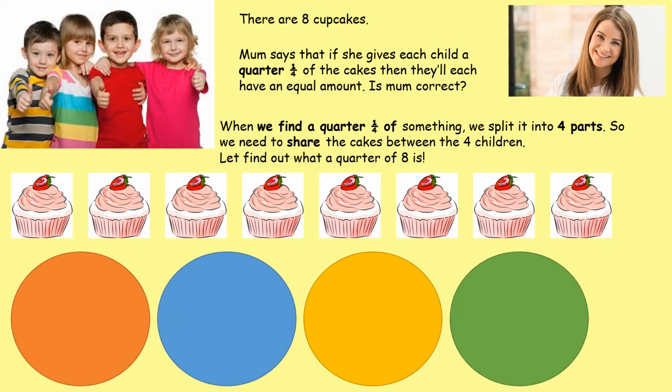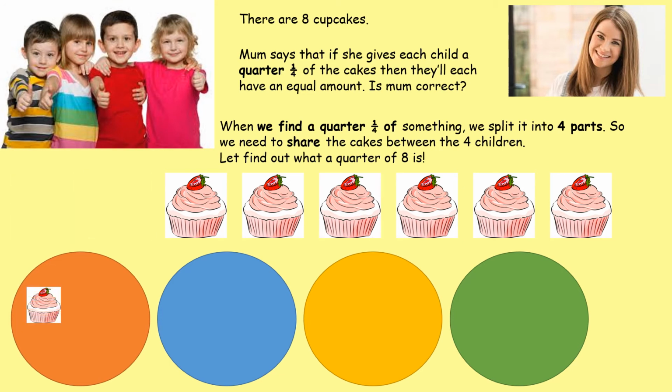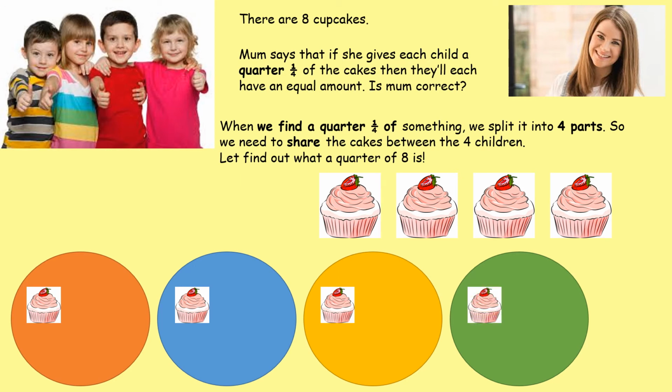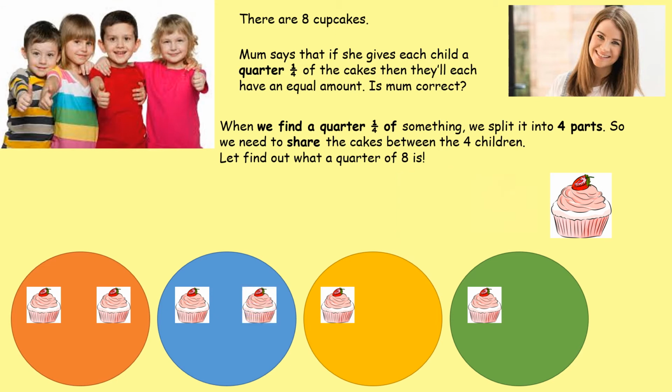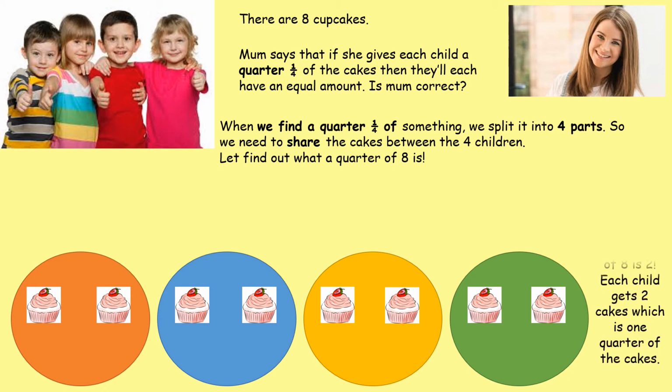So there are my 4 plates for the 4 children. Right, so one cupcake is going to the orange plate. The next cupcake is going to the blue plate. We're doing it fairly, making sure they each get one. We'll go back to the orange plate, and then we go back to the blue plate. Give that one to the yellow and that to the green. Oh, we've shared out all our 8 cupcakes. So each child has a quarter of those 8 cupcakes.